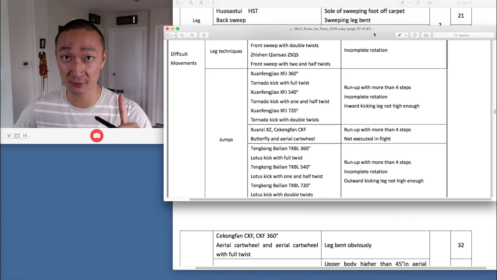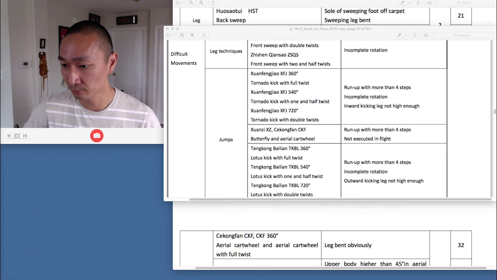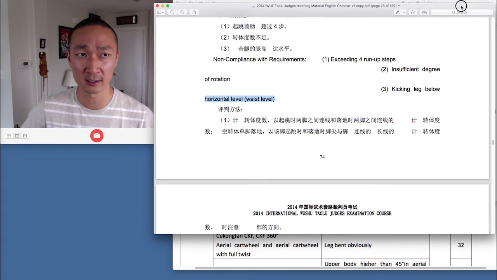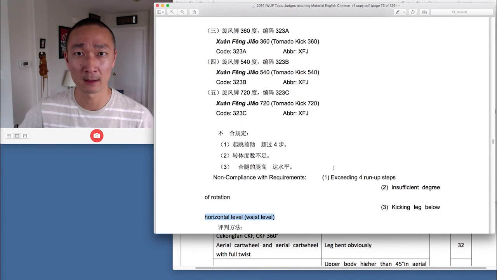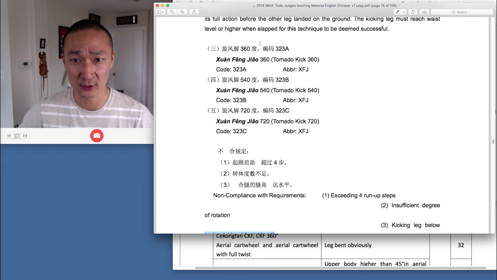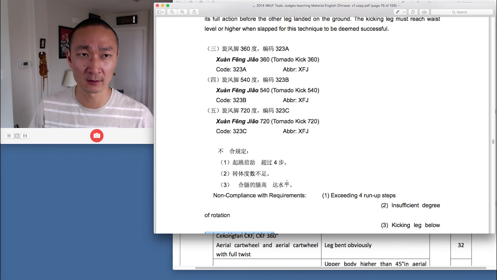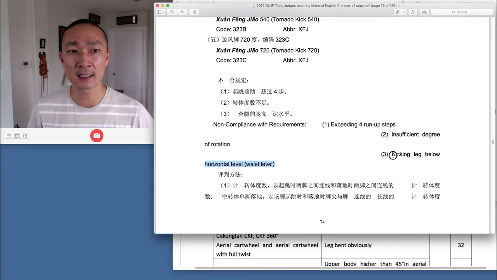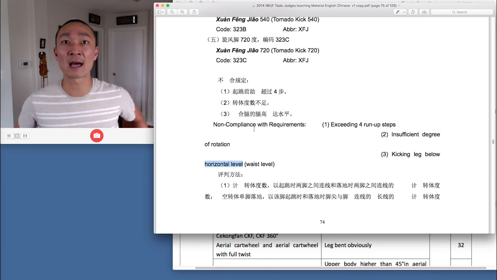But this is different for the Group C judges. So for the Group C judges, and this is the judges course book, right? Under xuan fengjiao, and the same thing for the tengkong bailian and tengkong feijiao, the kicking leg has to be at least at horizontal level, which is defined as being at waist level.